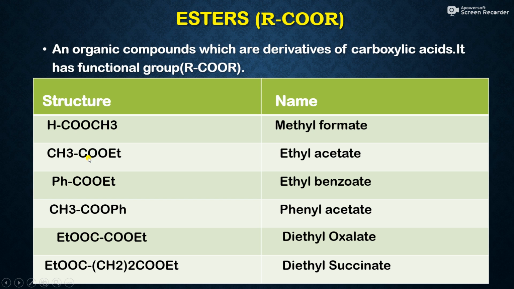So this is the second ester, CH3COOEt. It is made up of ethanol and acetic acid, and the name of this ester is ethyl acetate. Then the third one is PhCOOEt. So it is made up of benzoic acid and ethanol. Name of this compound is ethyl benzoate.